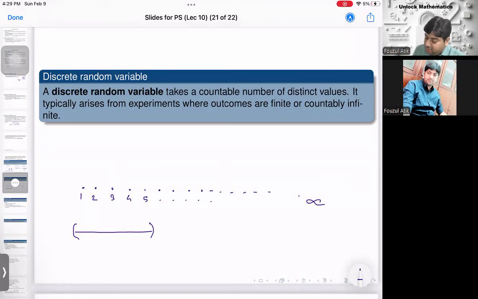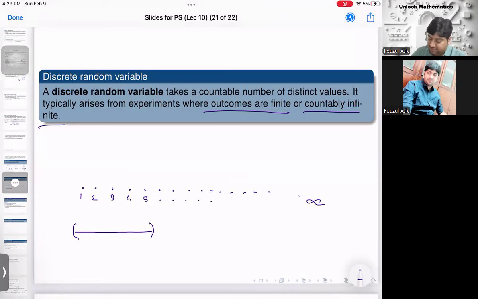So a discrete random variable takes a countable number of distinct values. It typically arises from an experiment where outcomes are finite or countably infinite. So this kind of random variable is called a discrete random variable. If it is finite, definitely it is countable. If it is infinite, it should be countably infinite. That means you should be able to count it.